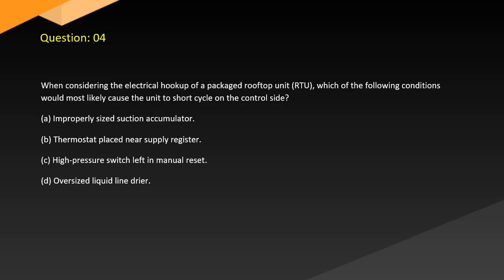Question 4. When considering the electrical hookup of a packaged rooftop unit, which of the following conditions would most likely cause the unit to short cycle on the control side? A. Improperly sized suction accumulator. B. Thermostat placed near supply register. C. High pressure switch left in manual reset. D. Oversized liquid line dryer.